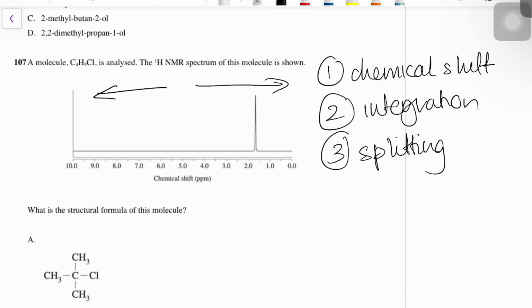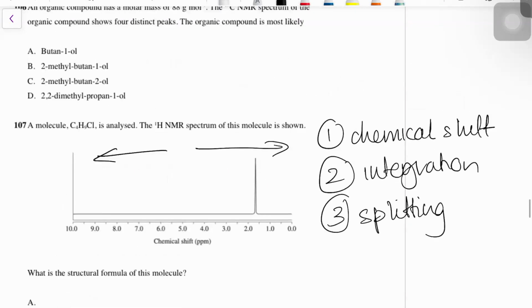Now, splitting is something that you'll only see on a proton NMR. You're not going to see it on a carbon-13 NMR. There is an explanation for this. You can have a read of it in the notes if it interests you. It's quite interesting, okay? It's not necessary for your theory, but it's always good to delve into this a little bit more, yeah? So splitting is only something you'll see on a proton NMR, never on a carbon-13 NMR. Okay, so look at those three things and then have a look at your spectrum and get information out of it one at a time, yeah?